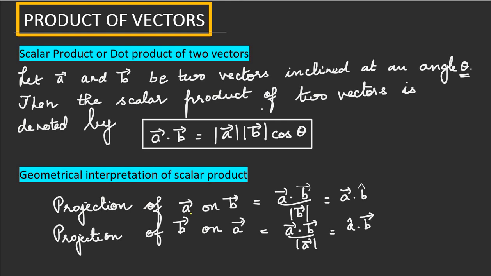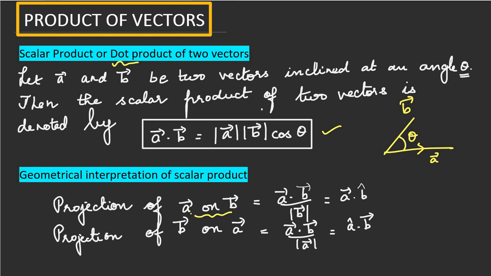Product of vectors. Scalar product, otherwise called the dot product of two vectors. If vector A is a non-zero vector and vector B is another non-zero vector, and theta is the angle between both the vectors, then the dot product is given by A vector dot B vector is equal to mod A vector, mod B vector into cos theta.